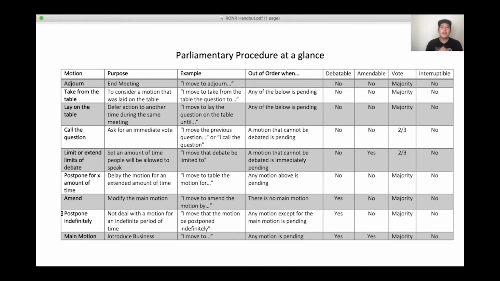Now, I say that in a semi-joking fashion. If the fire alarm ever does go off, or if there is a threat to your personal health or safety, get out of the room that you're in. But it is technically why the motion to adjourn has the highest order of precedent.